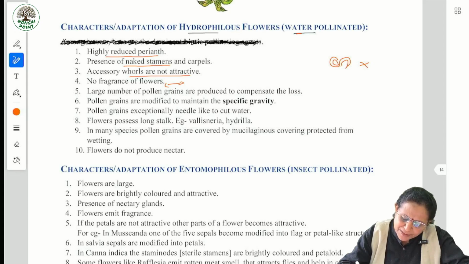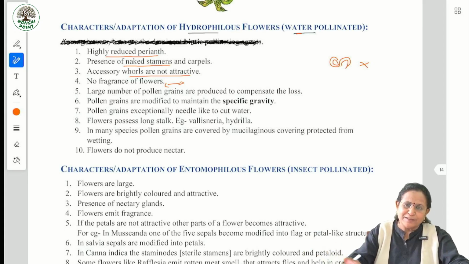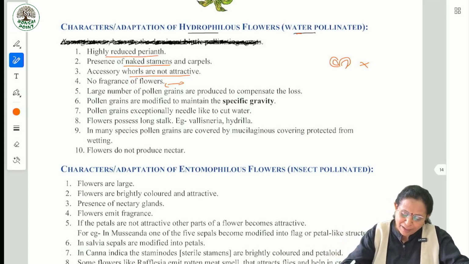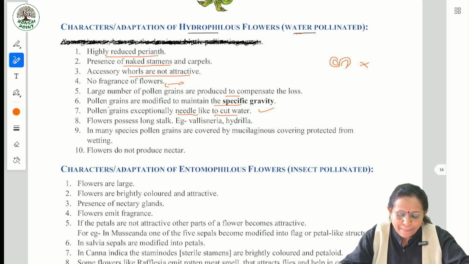A large number of pollen grains are produced to compensate the loss. They're being carried away by water. Thereby, by chance, they meet the stigma of the same species. Then it will pollinate. Thereby, to compensate the loss, pollen grains are produced in enormous amounts. Pollen grains are modified to maintain the specific gravity. Pollen grains are sometimes needle-like to cut through water. A characteristic feature of the pollen grain of hydrophilous flowers. 1 mark on each question.